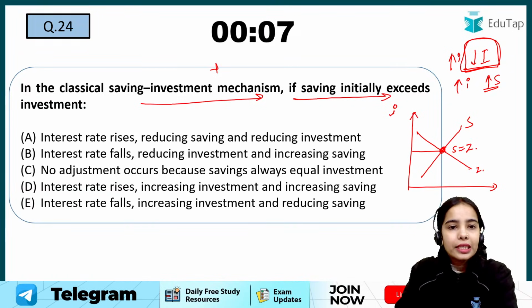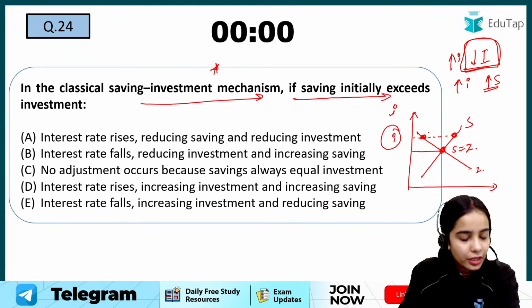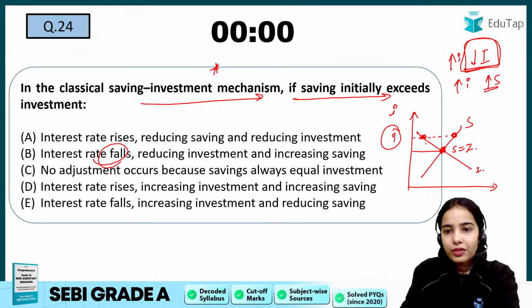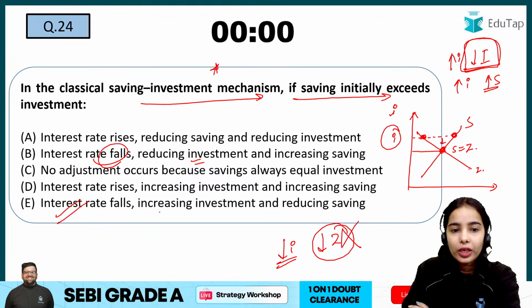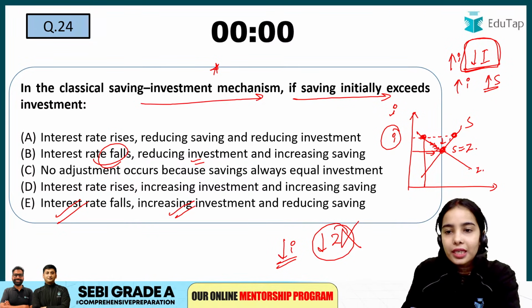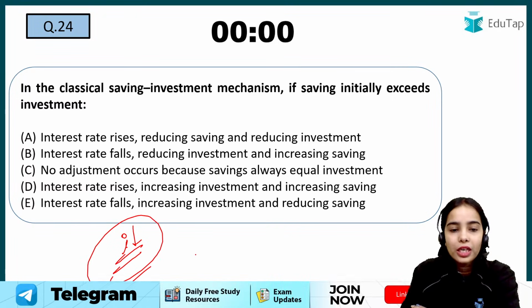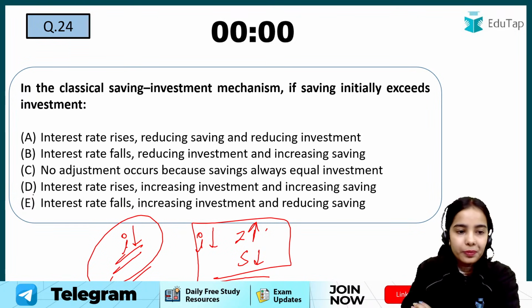Now, here it is said that if saving initially exceeds investment, that means the interest rate is very high and the saving exceeds investment, then what will happen? Some of the students are saying E, some are saying B. Interest rate will fall. Will investment fall? No. If the interest rate is falling, investment will increase, and saving will reduce. So E is the answer here.